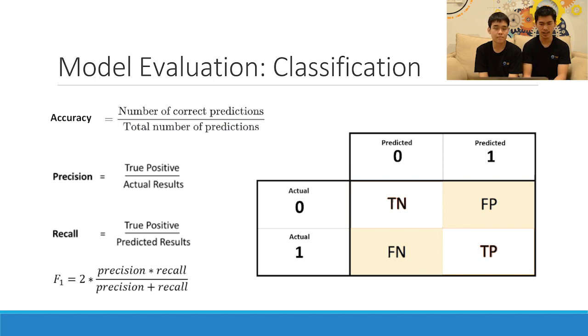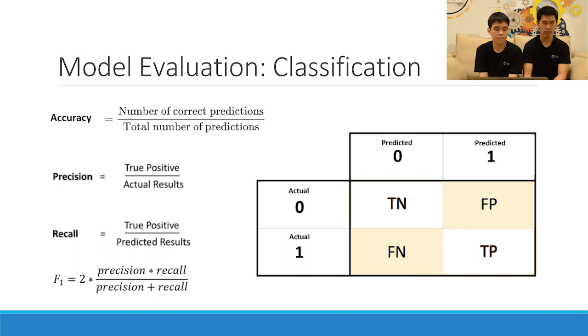Secondly, we have precision. Precision is similar to accuracy, but we discard all the negatives, so we only take the positives. So it's true positive divided by true positive plus false positive.